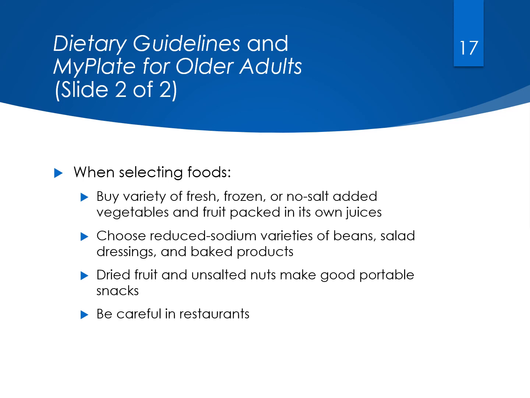Sometimes fresh is better. Anytime you can get no salt added with your veggies, and fruit that is packed in its own juices is going to be better for you than the ones that come in sugar or whatever liquid. Choose reduced sodium varieties of beans, salad dressings, and baked products anytime you can, or you can choose to make it at home. And then dried fruit and unsalted nuts make good portable snacks. And be careful in restaurants, because, as we learned before the midterm, most of the time restaurants will contribute a significant amount of salt and added fats to the diet.